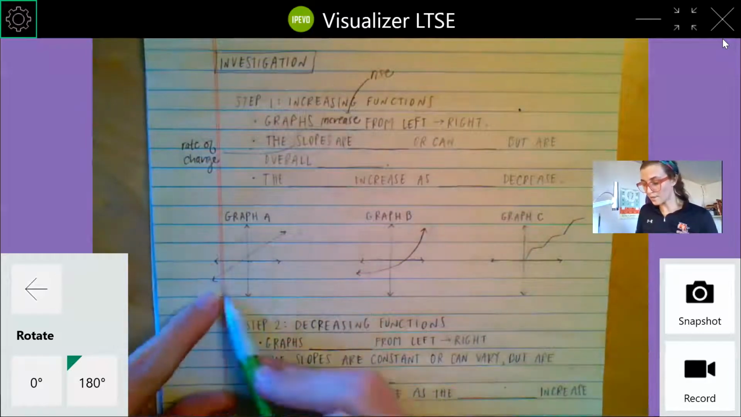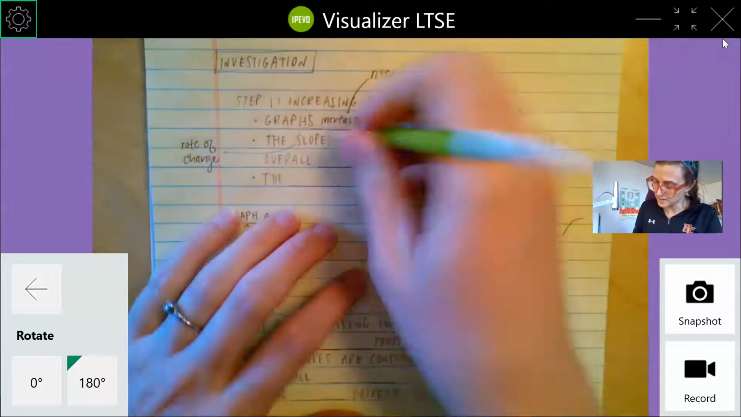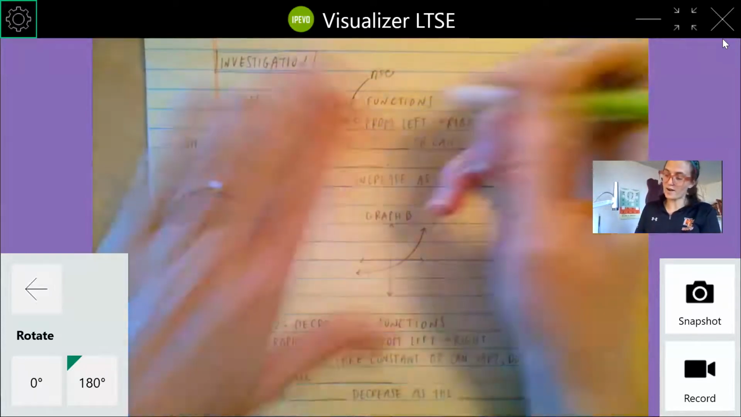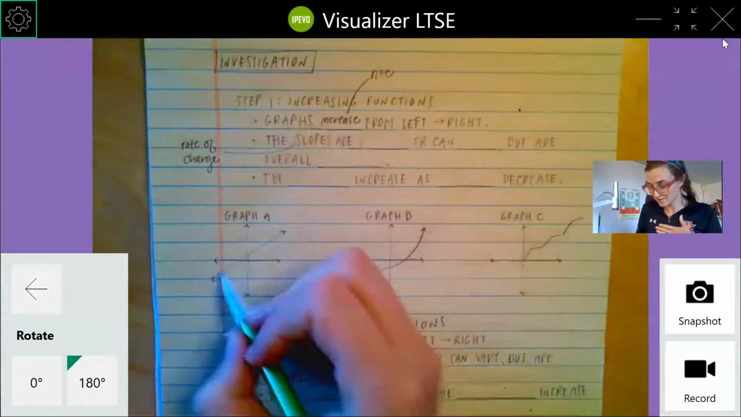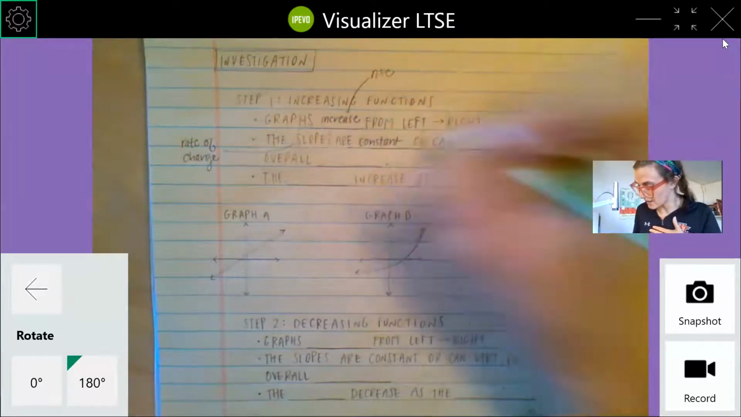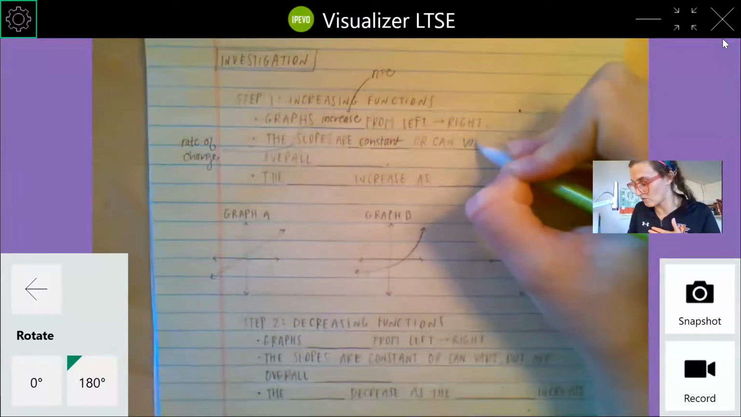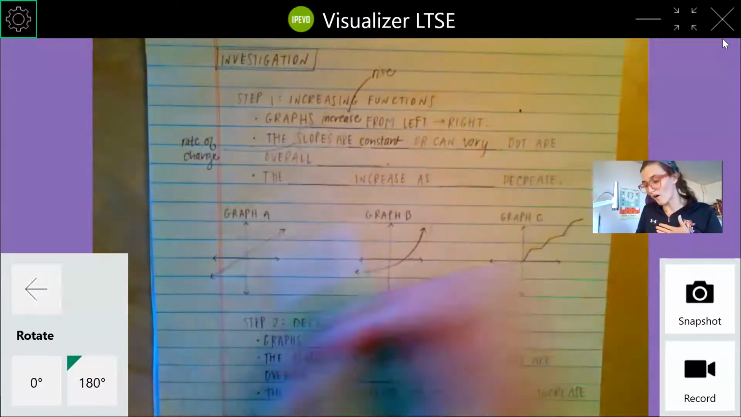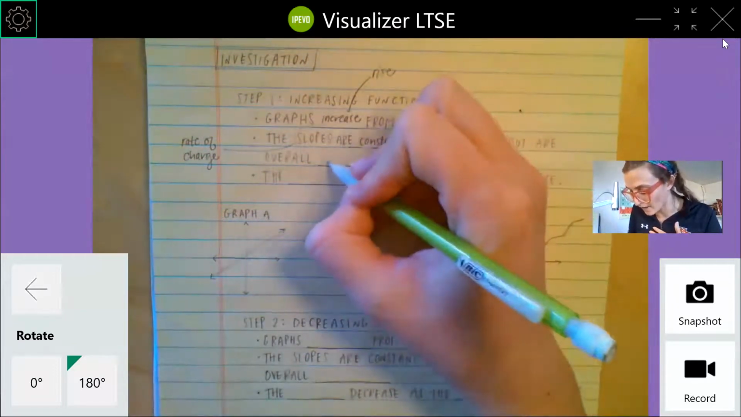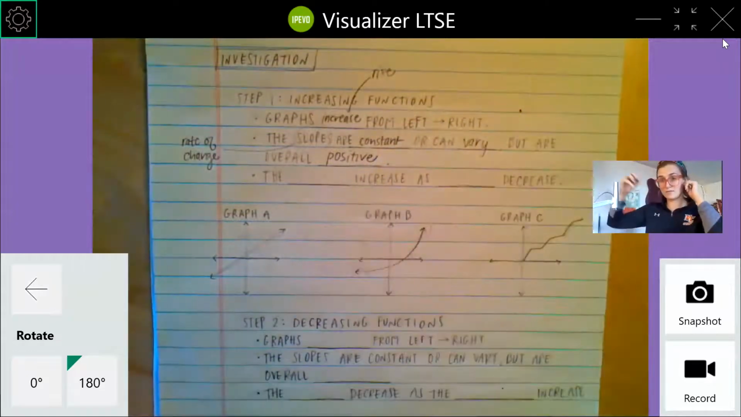The slopes are constant, or they can vary. They can change. They can be different. But overall, here's where I wanted to write that. Overall, they are positive. Okay.